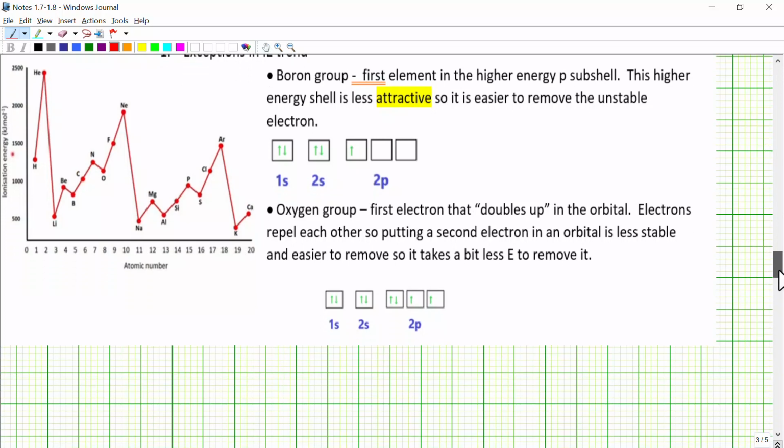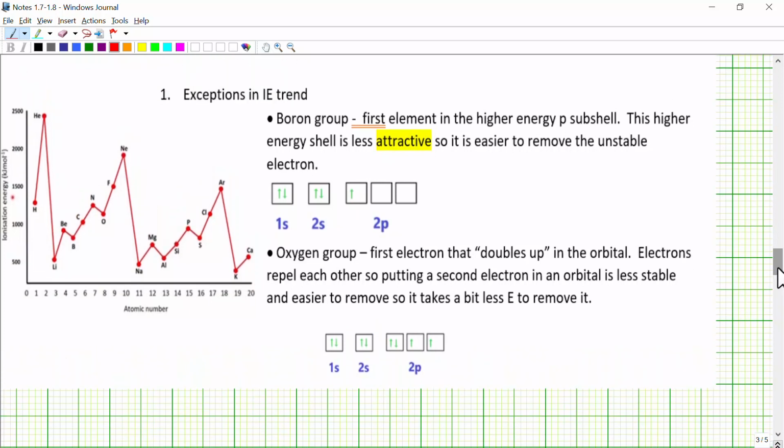All right, now comes the mean part. It's chemistry, so welcome to the world of exceptions. Exceptions in the ionization trend. Notice how it should be going up, restart, up, restart, up, restart, up. And it kind of does that, but we got a couple of little boo-boos in here, right? We got a boron, an oxygen, an aluminum, a sulfur.